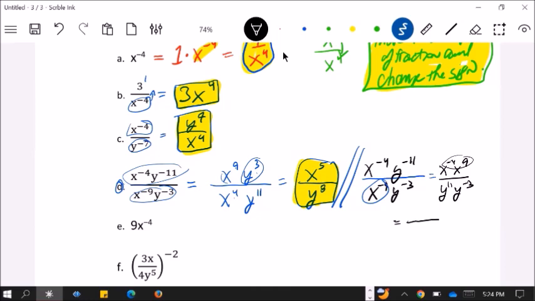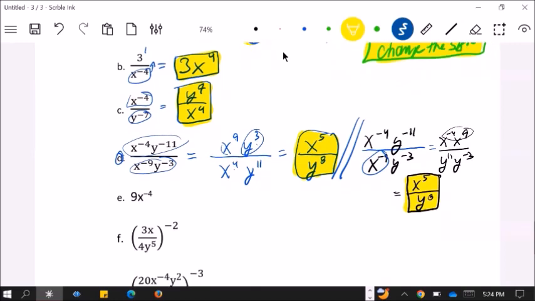Here on top, 9 take away 4 is x to the 5th power. And on the bottom, 11 take away 3 is y to the 8th power. And so that means I'm only moving 2 of them to other parts of the fraction because I saw that if I do that, I can see subtracting right there instead of an extra step in between. Entirely up to you which way you'd like to do it as long as you get it correct.